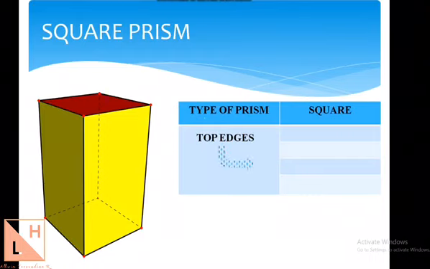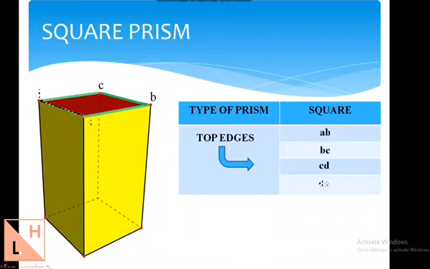So how do we name these top edges? We'll name these top edges with a different name, because the first thing we discussed was base edges. We named them A1, B1, C1, D1, and now since we are discussing top edges, let us differentiate these top edges with a different name: AB, BC, CD, and DA. So once again, since it is a square prism, you're going to find 4 top edges.